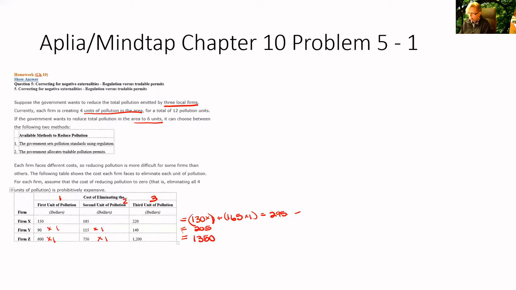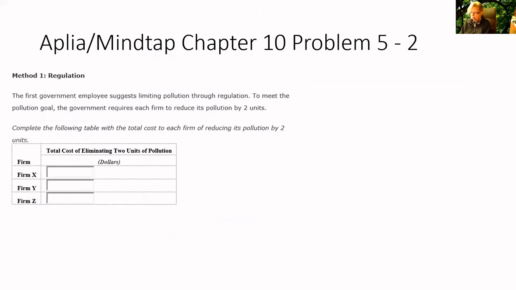So these are the numbers that I'm going to be using in the next slide, the 295, the 205, and the 1305. So for firm X, it's going to be 295. For firm Y, it's going to be 205. And for firm Z, it's going to be 1305. These are the numbers that we're going to compare in our cost-benefit analysis when we move into the next part of the problem.